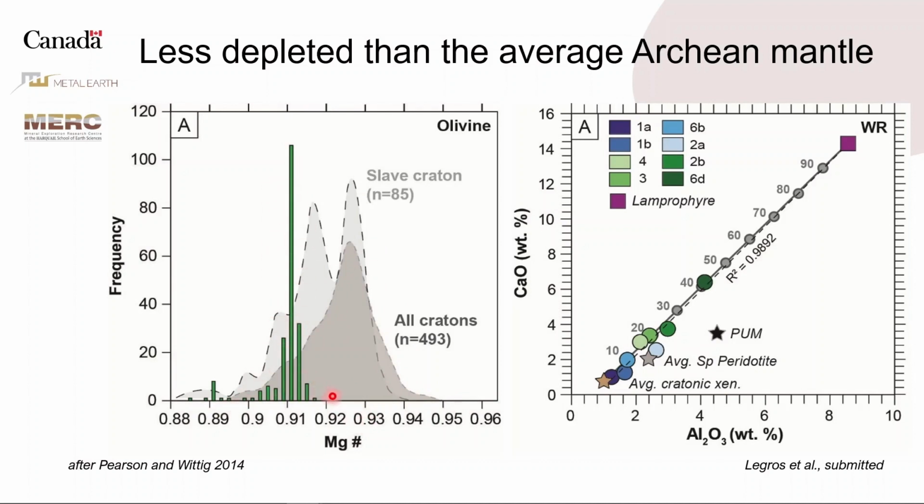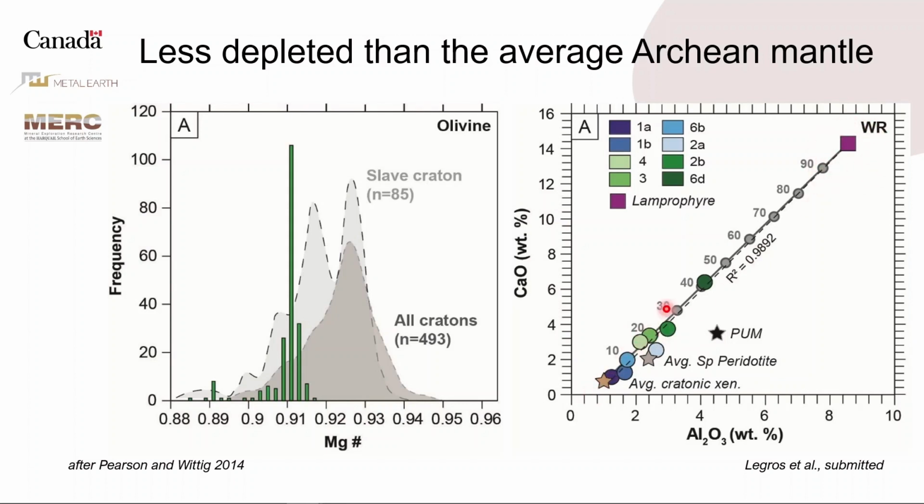So already we see that this is not the type of signature that we're supposed to have, and there is more to it. On the right, we have aluminum and calcium that show us a mixing line. In blue and green, we have the samples from our mantle xenolith. And here in purple, you have the lamprophyre host.